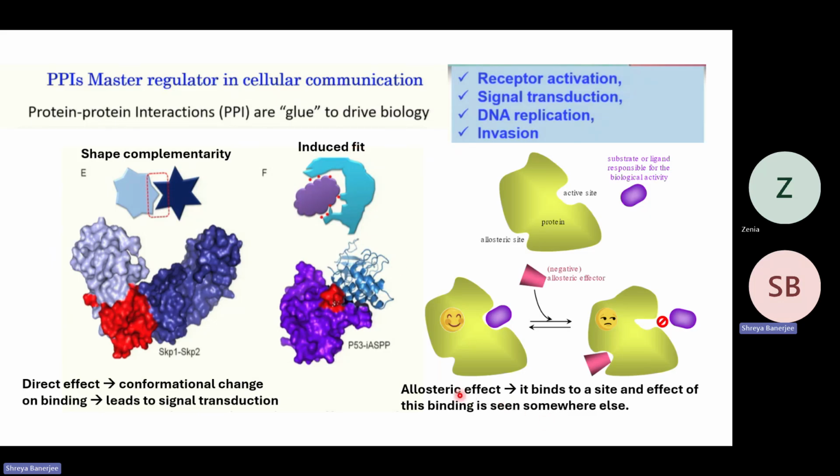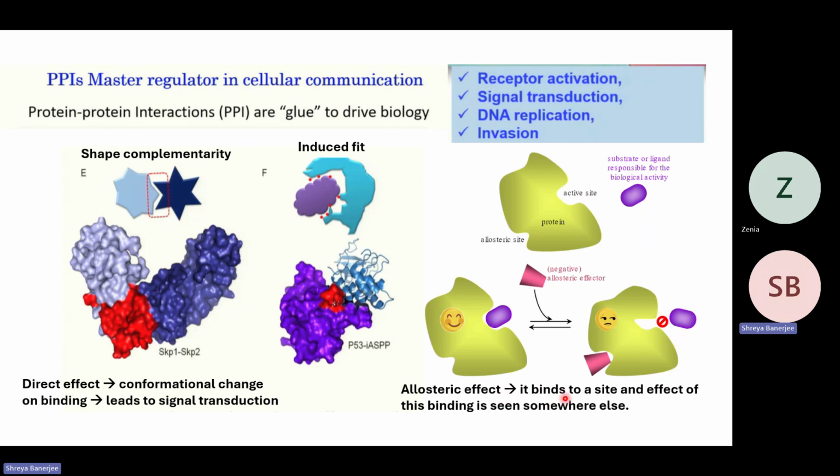Another effect is the allosteric effect. So this is the receptor protein and this is another protein or the ligand that is responsible for the biological activity. Normally the ligand would just bind to the active site and the function would happen. An allosteric effector binds to the allosteric site, which is not the active site. It is another receptor site. However, this allosteric binding causes a change in the active site conformation. As a result, the original ligand is not able to bind to the active site anymore.